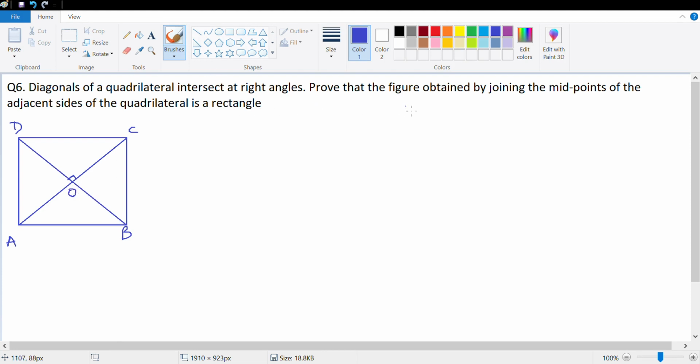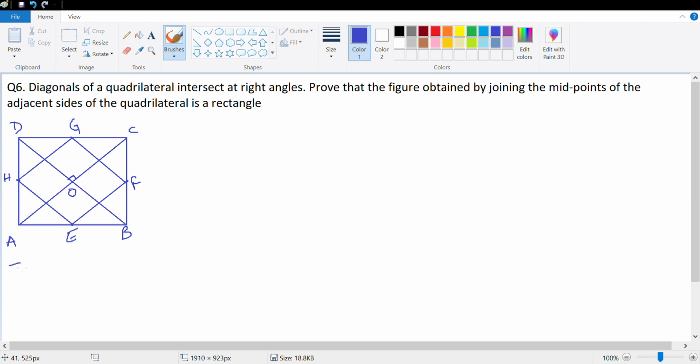And what we need to prove is that the figure obtained by joining the midpoints of the adjacent sides is a rectangle. So if this is an adjacent side and this is the midpoint, then we need to join these midpoints. Let's join these two midpoints, and this midpoint and this midpoint. Perfect. Let's name them E, F, G, and H. What is given is that AC and BD are perpendicular to each other, and we need to prove that the quadrilateral is a rectangle.